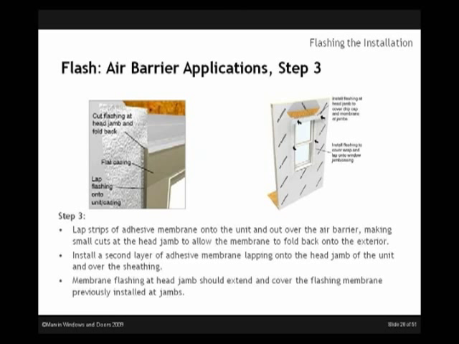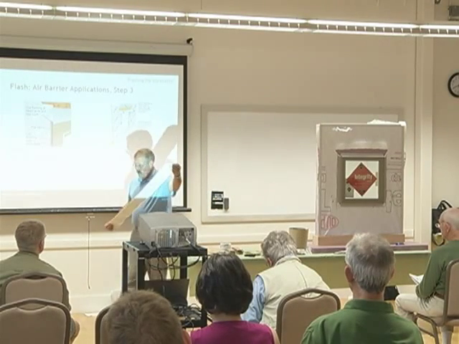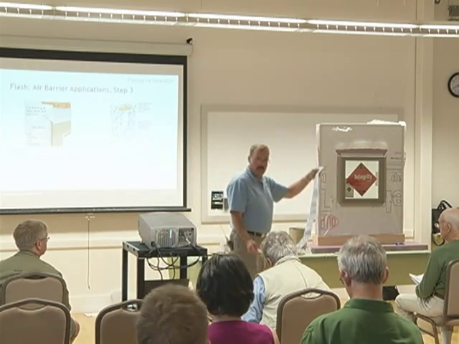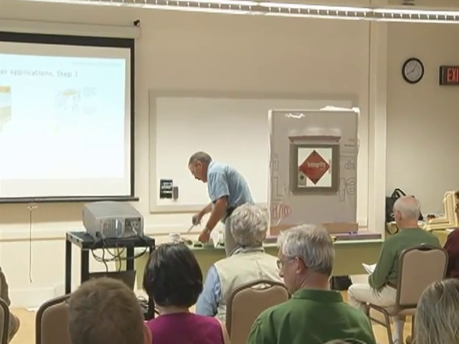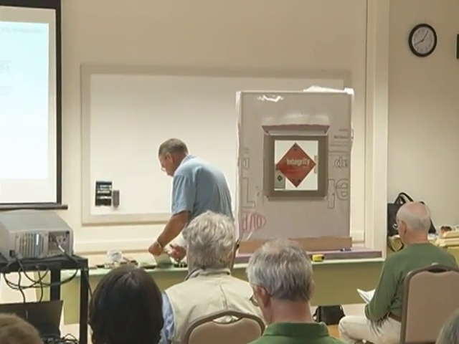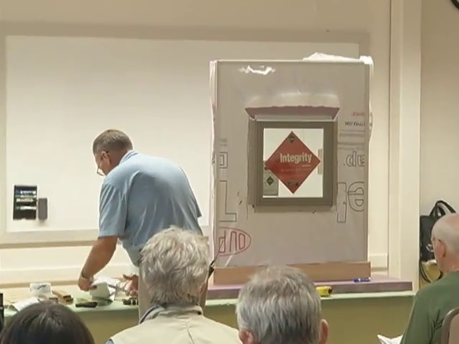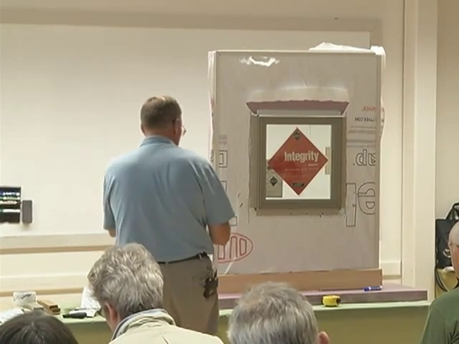The next step is to flash the sides of the window. And you want to flash the sides of the window with flashing tape. Flashing tape is not the same thing as that flexible wrap that we talked about before. Flashing tape is usually a narrower, smoother type of product. The flashing tape would go all the way down each side.